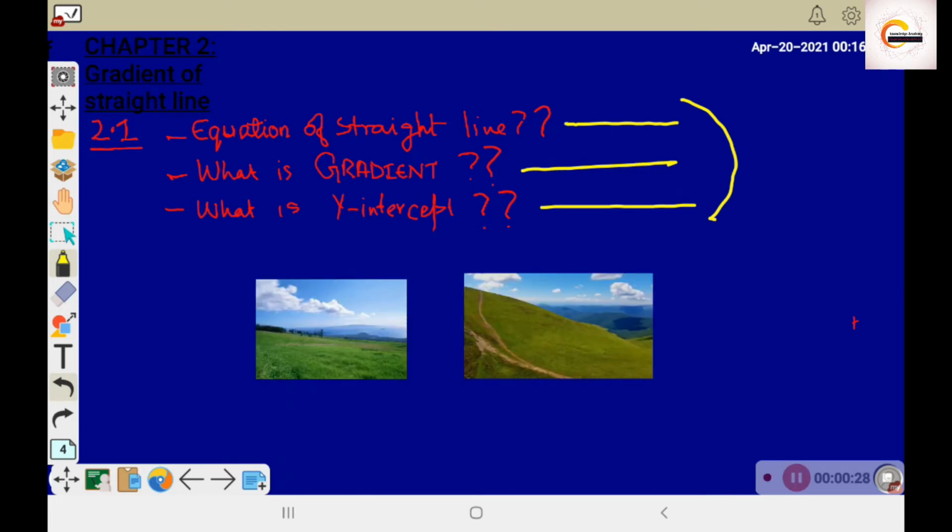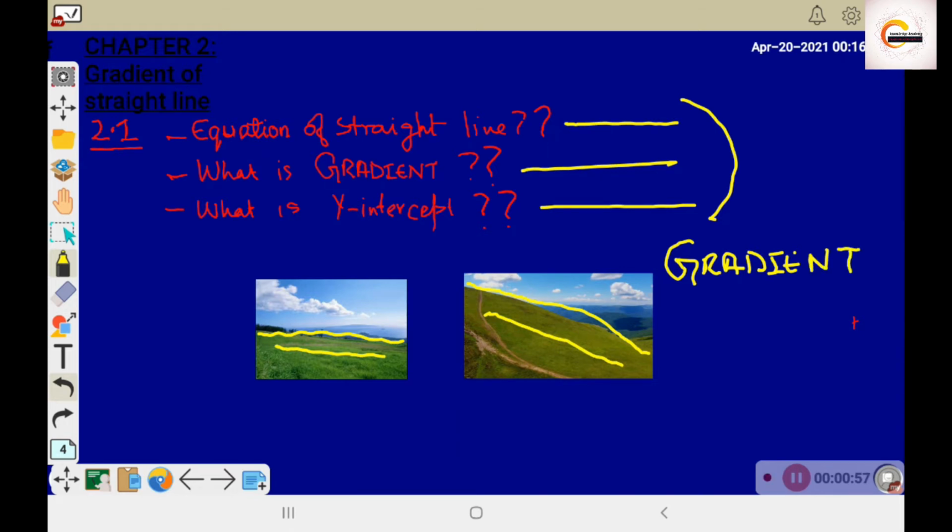This is the photograph of two ground. We can see clearly that one is steeper than the other. And we all know that the steeper the ground is, the more difficult it is to walk up. So basically this gradient is the measure of how steep the slope or the ground is.